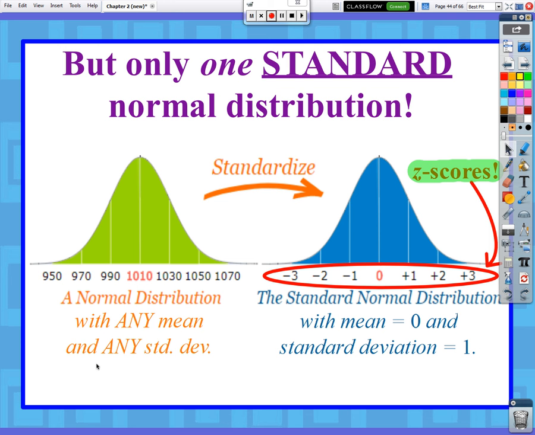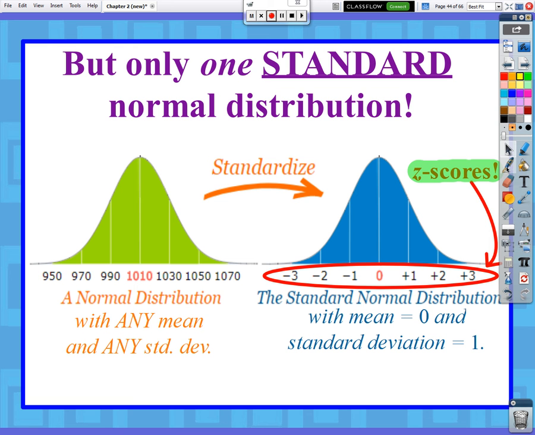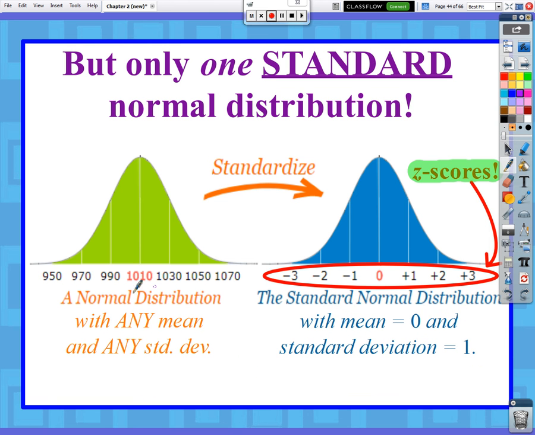Well, a standard normal distribution has values that are z-scores. So if you're at a positive 1 z-score, that literally means you're one standard deviation above the mean. And if you have a z-score of negative 3, that literally means you're three standard deviations below the mean of 0. Okay, so again, there's only one standard normal distribution. And again, it has a mean of 0 and a standard deviation of 1. But you could have infinitely many different normal distributions with any mean and any standard deviation.